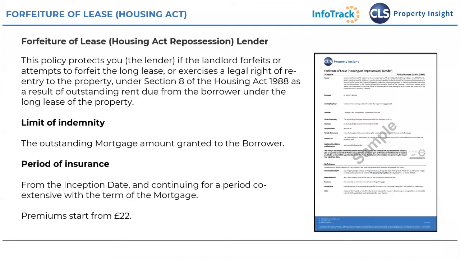So on the right of the screen, you can see a sample of the CLS Forfeiture of Lease policy. We will be sending out a sample of this policy with the documents that accompany the end of this webinar as well, so you'll have that to refer to should you need it. This policy, of course, protects the lender if the landlord forfeits or attempts to forfeit the long lease. You note that the limit of indemnity is typically the outstanding mortgage amount granted to the borrower, and the period of insurance is from the inception date, continuing for a period coextensive with the term of the mortgage. And premiums for this policy start from £22 or so.